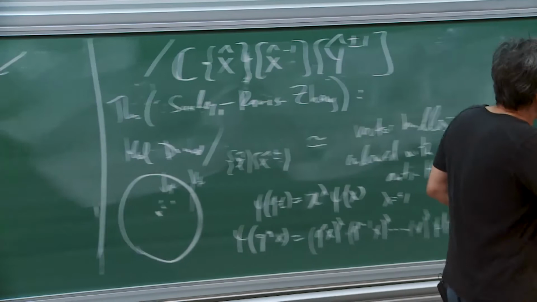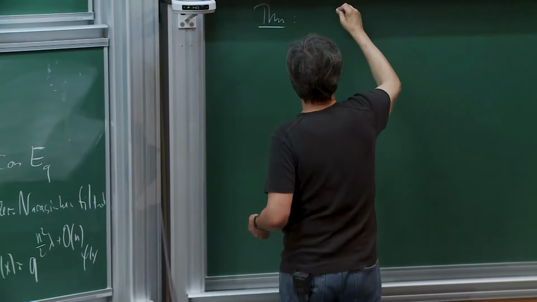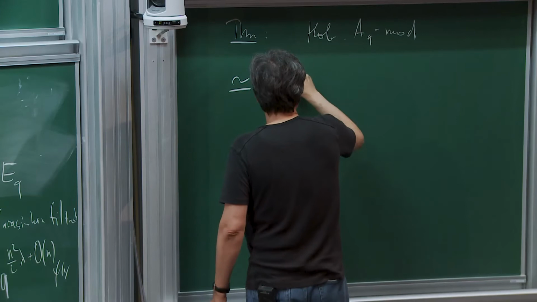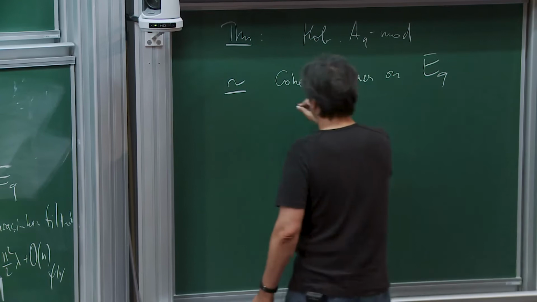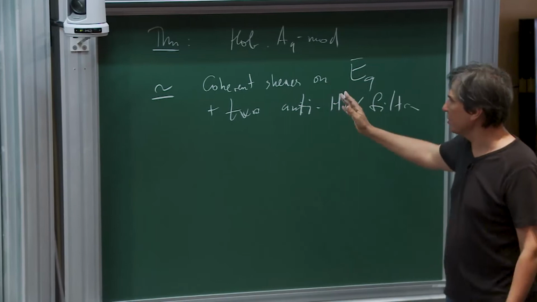There is the following theorem, which is essentially a corollary of the Ramis-Zhang result. It says that holonomic q-modules are canonically equivalent to the following category. You consider objects, and morphisms are obvious. You consider coherent sheaves on an elliptic curve with two anti-Harder-Narasimhan filtrations. Now, coherent sheaves are a little bit more than vector bundles. We get torsion sheaves.